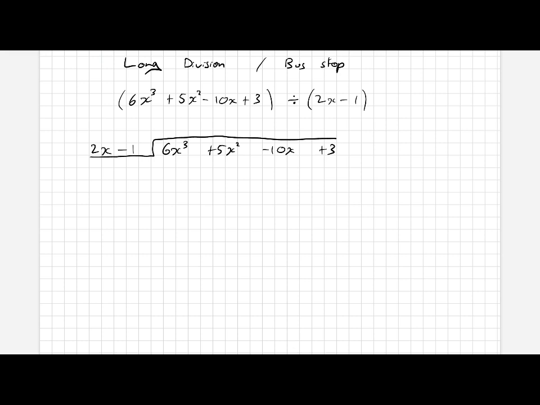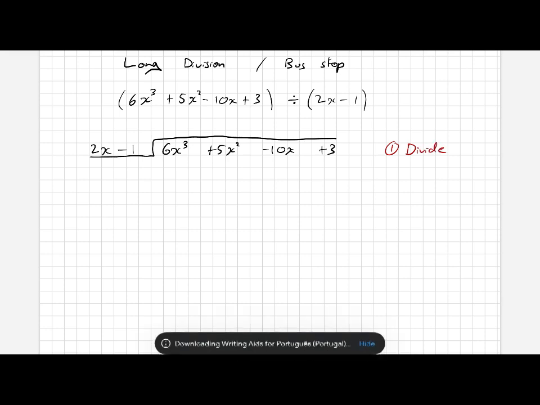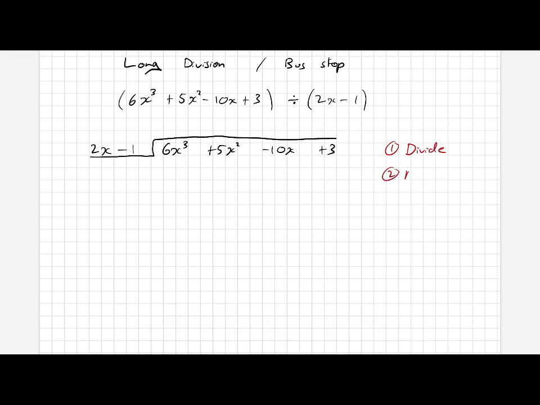This method uses 3 steps that we repeat over and over again. The first step is to divide, and we're dividing the first terms. The second step is to multiply. Whatever answer we get from dividing, we multiply by the 2x minus 1. And the last step is to subtract. Whatever answer we get from multiplying, we subtract from the original.